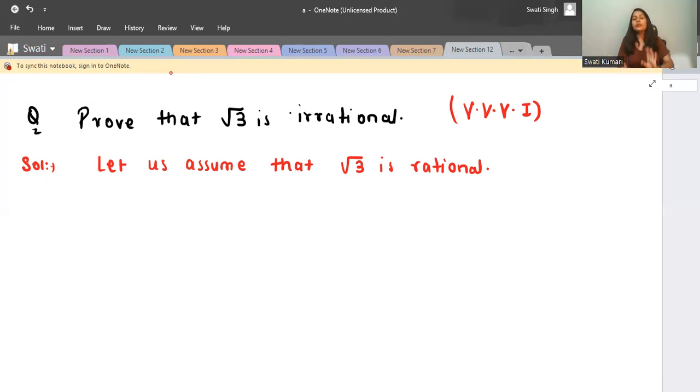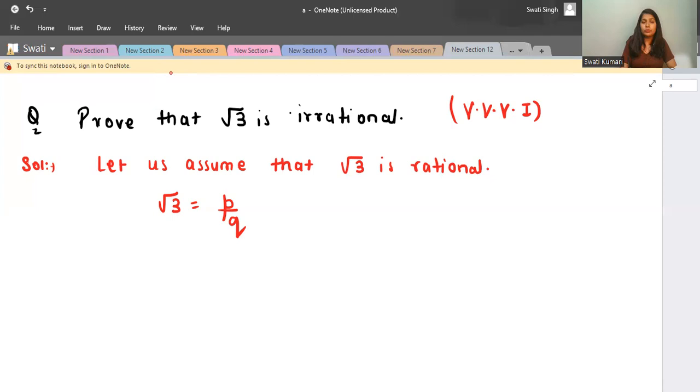So let us assume that root 3 is rational. And if root 3 is rational, by definition of a rational number, I can write root 3 in the form of p by q, where of course you know that p and q are integers, q is not equal to 0, p and q are co-primes, etc. Now what will you do?